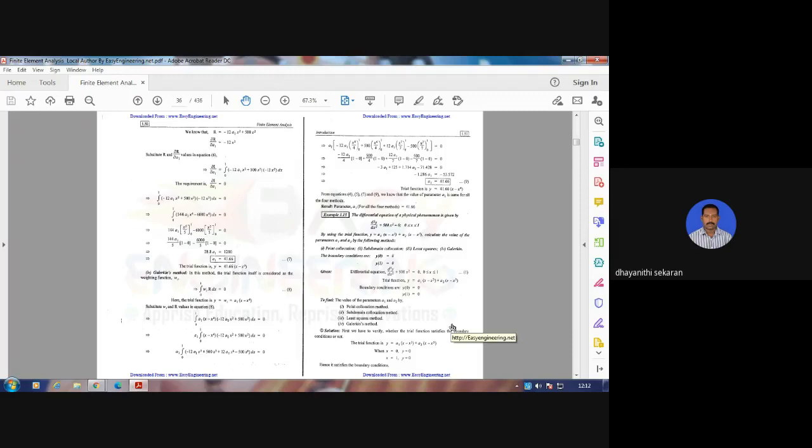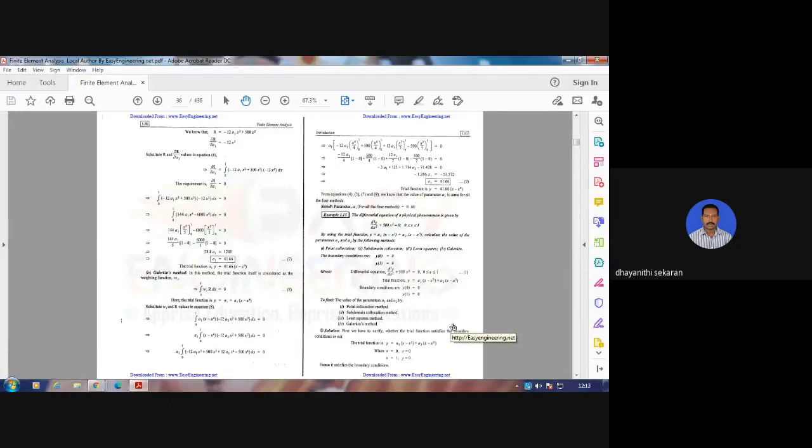So Galerkin method: integral from 0 to 1 of W_i times R dx equal to 0. In the Galerkin method, the trial function itself is the weight function. So instead of W_i we put the trial function a1 into (x minus x power 4). So the integral of a1 (x minus x power 4) into (minus 12 a1 x squared plus 500 x squared) dx equals 0.